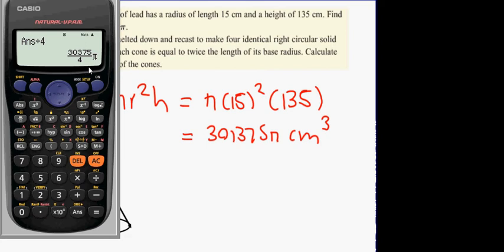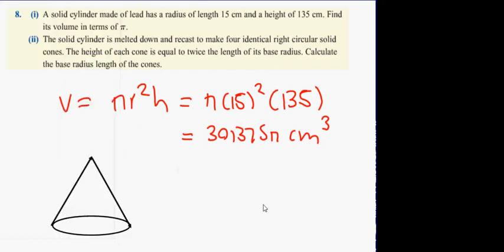30,375 over 4 pi. So it's just exactly the same thing. Volume of the cones is 30,375 divided by 4. Okay, the next thing we need to do is find the volume of the cone formula.